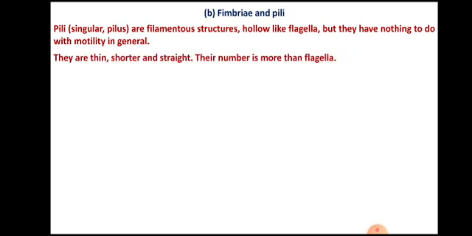in case of twitching type of motility, these pili or fimbriae are also involved on solid surfaces. It is called gliding type of motility. So gliding type of motility is not because of flagella. It is because of these appendages like fimbriae and pili. These appendages are thin, short and straight, and the number is more than flagella.